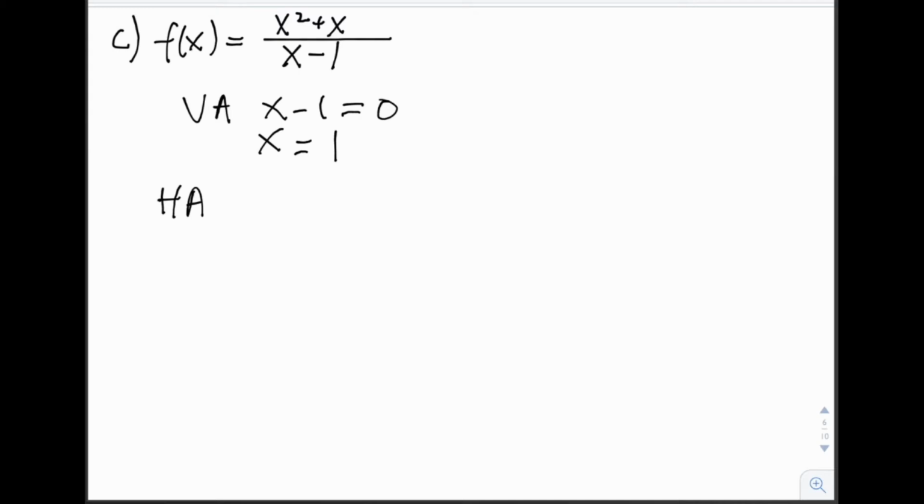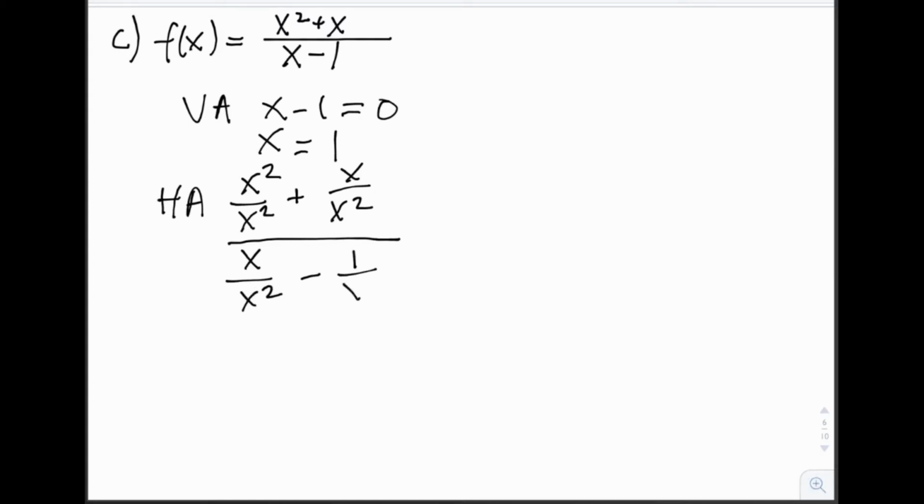Now, looking at our horizontal asymptotes, we're going to approach this a little bit differently because in this case, our top is 1 degree greater than our bottom. So let's create some sort of method. Let's divide everything by the common bottom. Our common bottom in this case is going to be x squared. We'll take x divided by x squared, as well as our bottom divided by x squared. So that will give us an x divided by an x squared, and then we'll subtract a 1 divided by an x squared.